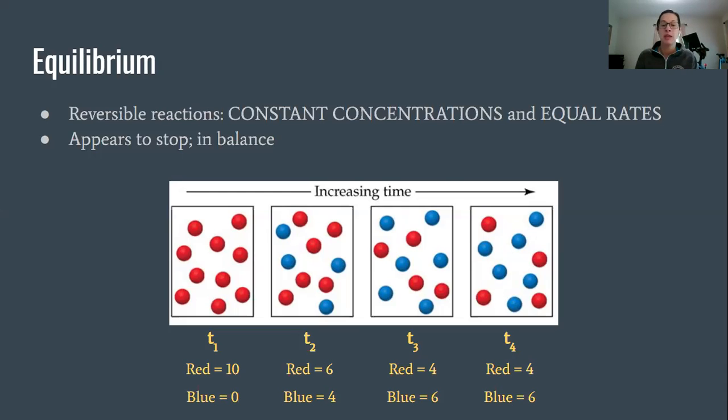So you can see in this diagram here that the first picture shows all red molecules. In the second, you see that some of the red have turned into blue. So some of those reactants had turned into products. And in the third one, you have less red and more blue. So the reaction is continuing. But in the third and the fourth one, there's an equal number of red and blue molecules, representing a constant concentration. And that is when equilibrium has been reached. So in this diagram, equilibrium was reached at T3, at time 3.